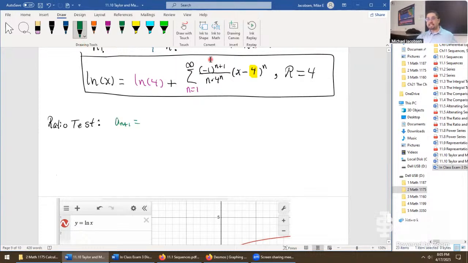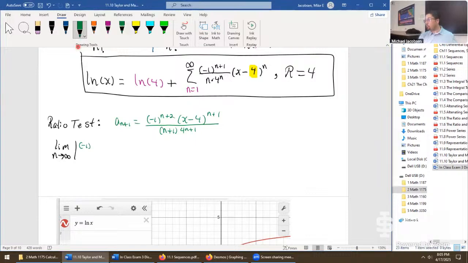A_{n+1} is (-1)^(n+2). And then we'll get (x-4)^(n+1). The denominator will contain (n+1) times 4^(n+1). Now we're ready for the limit. Take the limit as n goes to infinity.